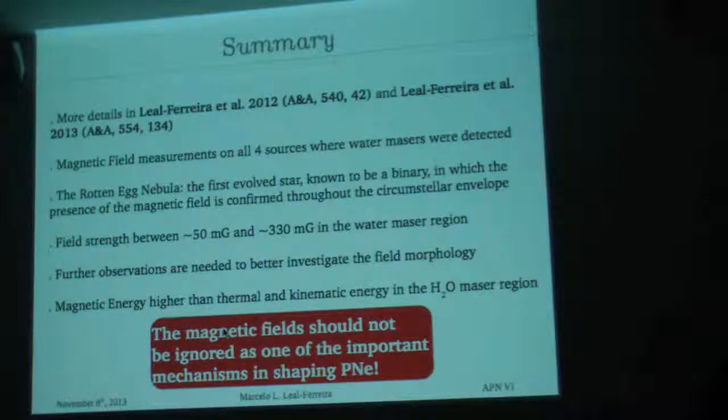Interestingly, if your points connecting IK Tau are extrapolated back and you have 10,000 gauss at the star, we should be able to detect IK Tau in X-rays. So that's a very interesting problem, perhaps.